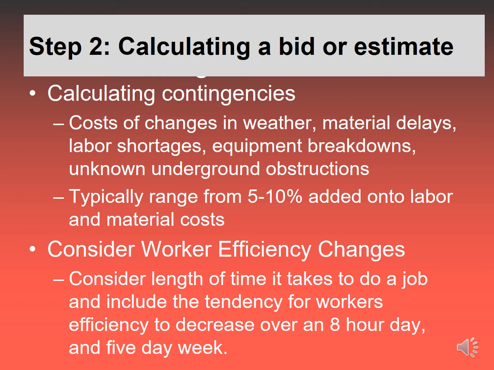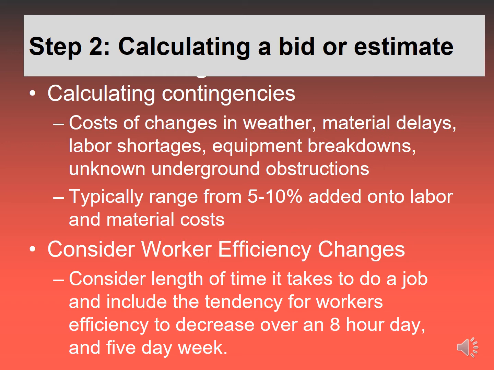So usually 5 to 10% is added on for labor and material costs just for a contingency. That would include also the contingency I talked about before with just breakage and plant death. Just kind of on everything you want to add a little bit more in case. And then worker efficiency changes too.